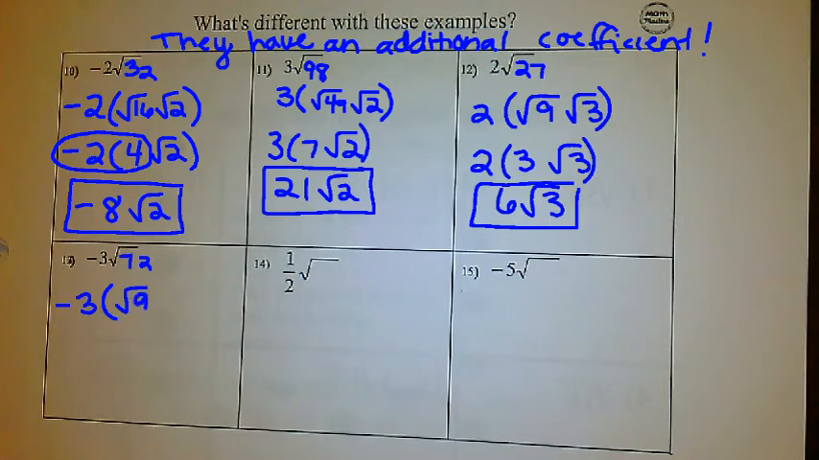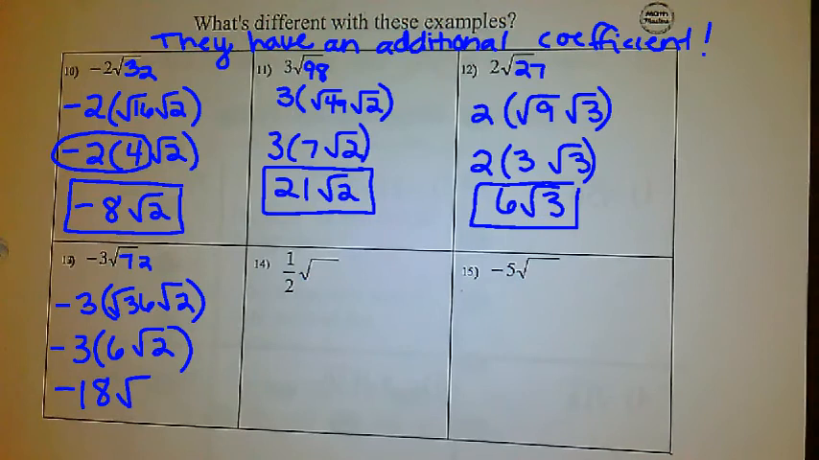So 9 and 8. Actually, I think we can go higher than that. I think we can go higher than that. 36. So 36 and 2. So negative 3, 6 radical 2. Multiply those in front, and we get negative 18 radical 2.